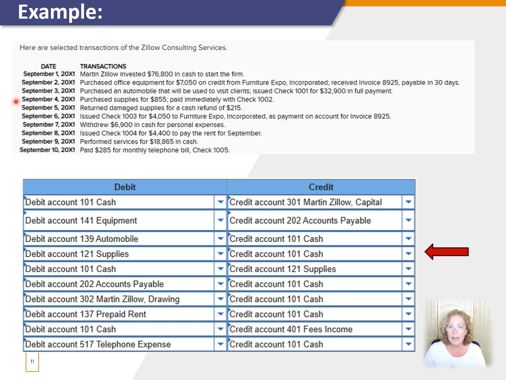In this next transaction, Zillow Consulting purchased supplies for $855. The company now has more supplies, which are considered assets. Assets increase with debits. Therefore, we need to debit the supply account. The company now has less cash. Cash is an asset, and assets increase with debits and decrease with credits. That means we have to credit cash.